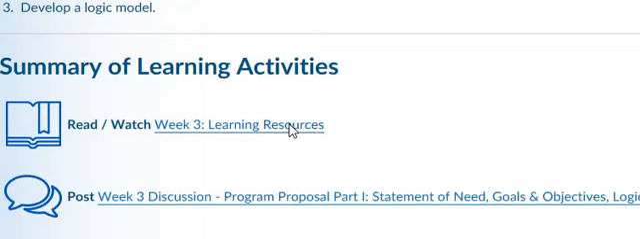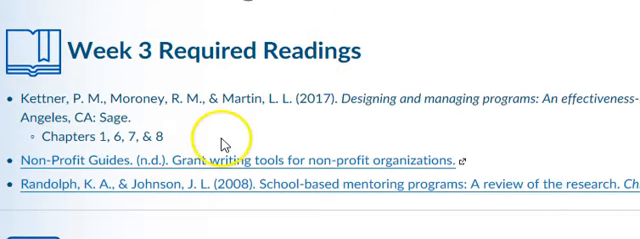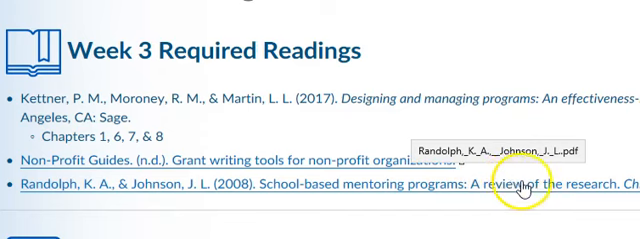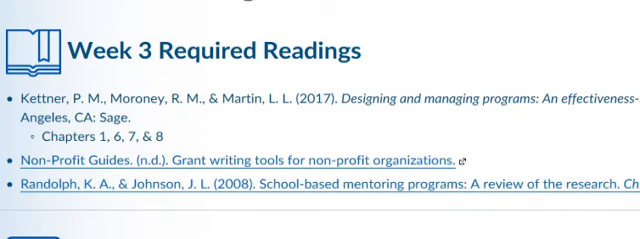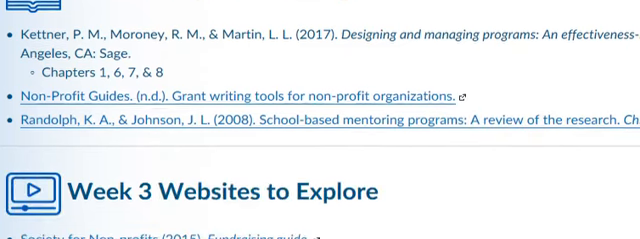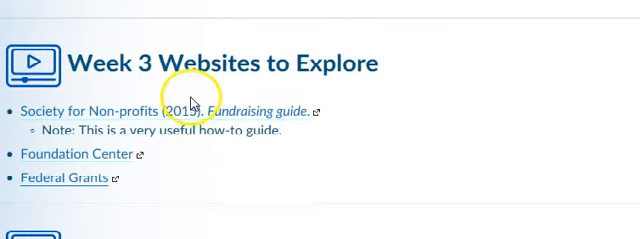So there are several learning resources this week. The first are the readings for this week. In the Kettner, Maroney, Martin book, you have chapters 1, 6, 7, and 8. There is this article on grant writing tools for nonprofits, and then information on the school-based mentoring program, a review of the research. Also, 3 websites that you might take a look at. This will be helpful in the second discussion post when you're looking for funding for your proposal.